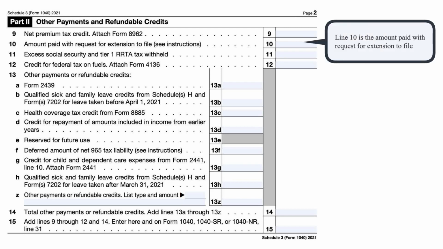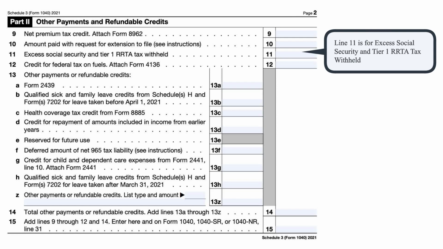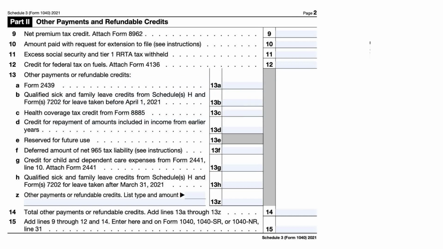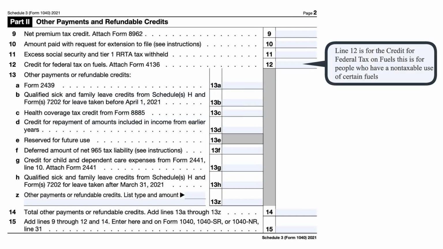Line 10 is the amount paid with request for extension to file. Line 11 is for the excess Social Security and Tier 1 RRTA tax withheld. The most common case of a taxpayer having excess Social Security withheld is if they switch jobs mid-year. Line 12 is for the credit for federal tax on fuels. This is for people who have a non-taxable use of certain fuels.